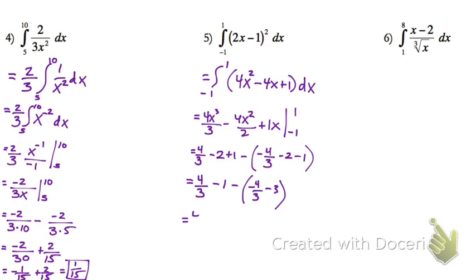If I distribute the negative, I get 4/3 minus 1 plus 4/3 plus 3. If I do a little combining of like terms, that gives me 8/3 plus 2. That's 8/3 plus 6/3 if I want to combine these fractions, which ends up giving me 14/3.